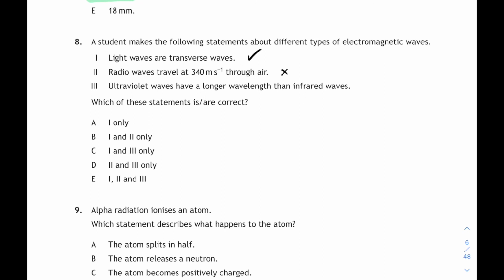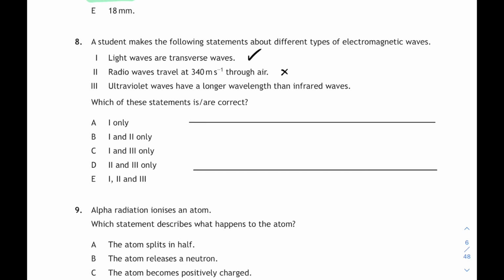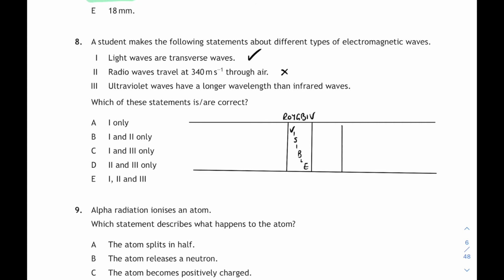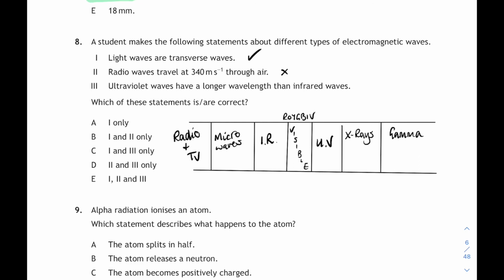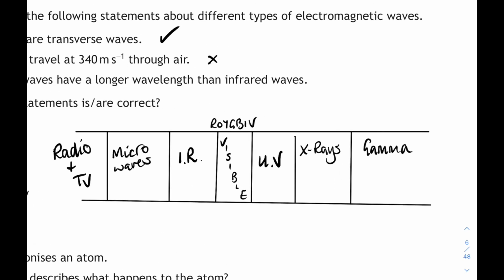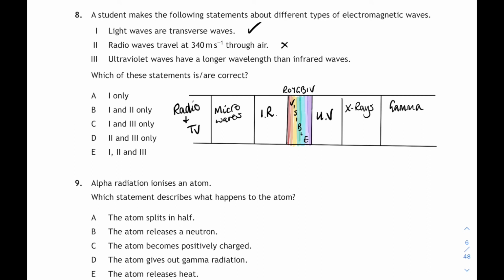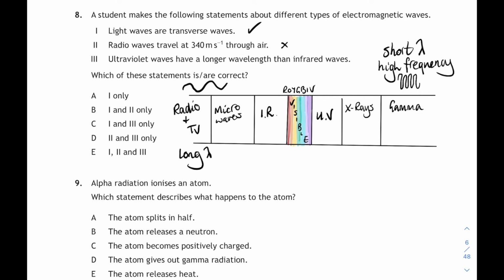I'd be tempted to sketch a very quick electromagnetic spectrum here. It's always pretty useful to remember the order of the different sections in the EM spectrum. I usually start with visible in the middle, and then you've got ultraviolet above the violet, infrared below the red, and then X-rays and gamma rays go above the ultraviolet, microwaves and radio and TV waves below the infrared. So there's our EM spectrum. And bear in mind that the short wave high frequency end of the spectrum is the gamma wave end, and the long wave low frequency end is the radio wave end.